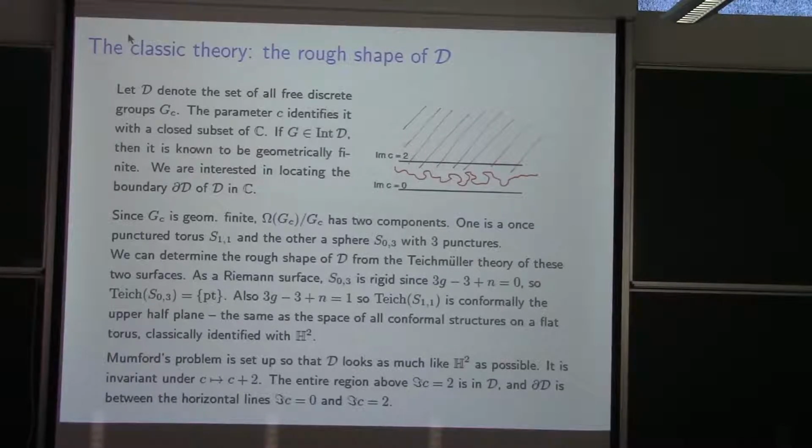And it's not hard to prove that the region above this line, imaginary part of C is 2, consists of free discrete groups. They're basically Schottky groups, but some of the circles are tangent, but it's easy to draw a fundamental domain, so you can see it's a discrete group. And it's also easy to check that you can't go down as far as the imaginary part of C equals 0. If you do that, the group is plainly non-discrete.